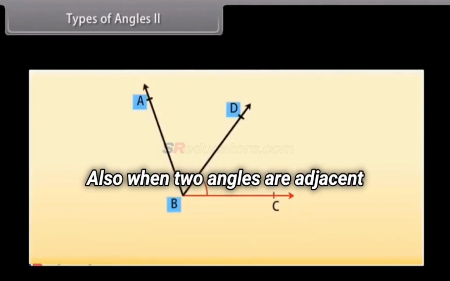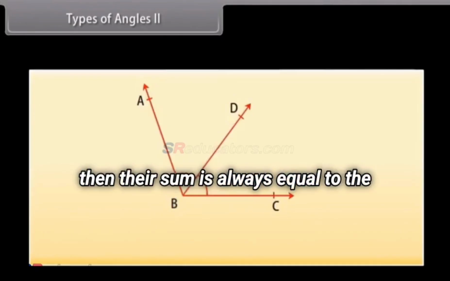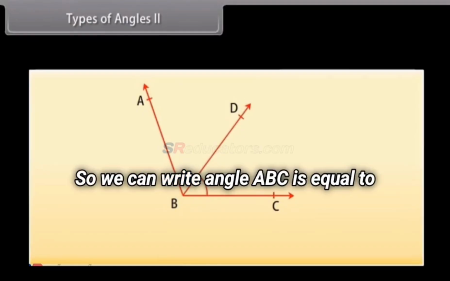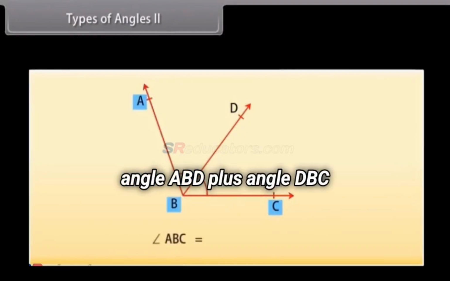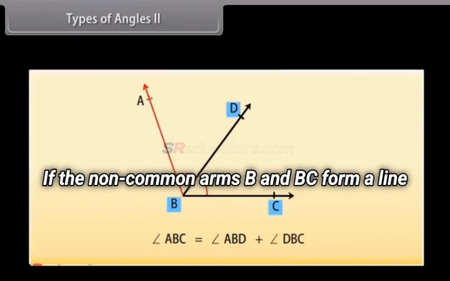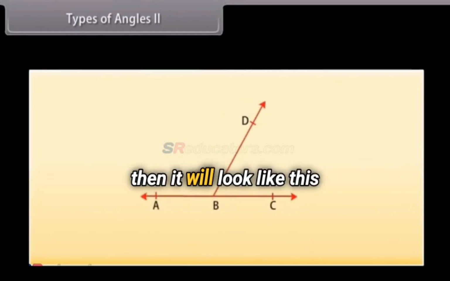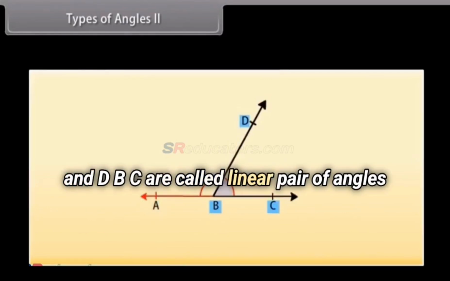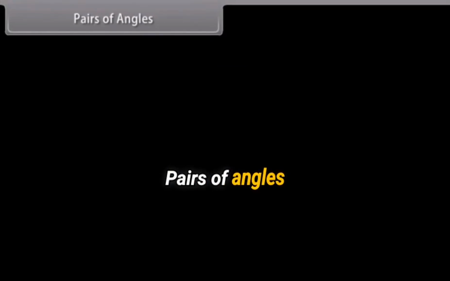Also, when two angles are adjacent, then their sum is always equal to the angle formed by the two non-common arms. So we can write angle ABC is equal to angle ABD plus angle DBC. If the non-common arms BA and BC form a line, then it will look like this. Then the angles ABD and DBC are called a linear pair of angles.